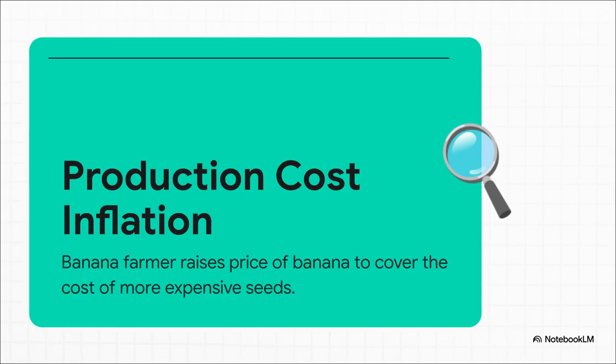And here is the crucial point to take away from that. When the farmer passes those rising operational expenses directly onto the hungry monkeys at the checkout, that is the textbook definition of production cost inflation. The monkeys aren't just paying for the banana anymore. They're paying for the increasingly expensive seeds and labor required to actually grow that banana.